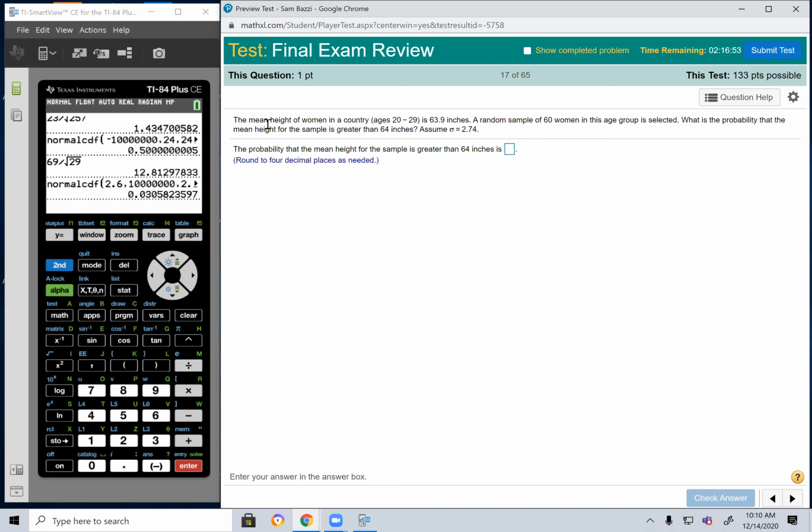Okay, this is probably the last question from the chapter on probabilities. The mean height of women in a country age is 63.9 inches. A random sample of 60 women in the age group is selected. What's the probability that the mean height of the sample is greater than 64? Again, guys, I put a lot of questions from this chapter just to refresh your memory and show you that it is an important chapter. So you're going to have quite a bit from this.